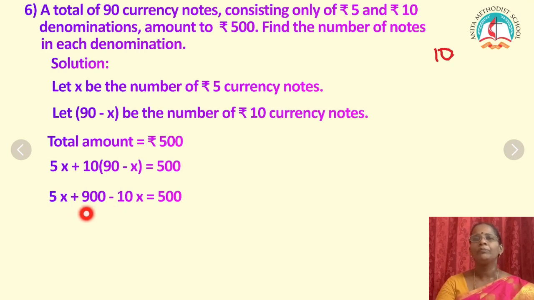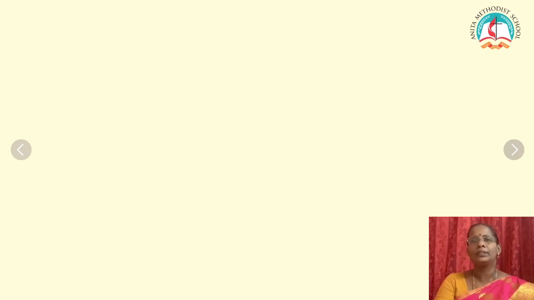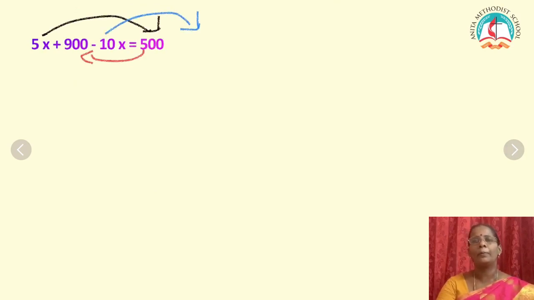When you are solving, the variable should be on one side and the number on the other side. See, 5x and minus 10x, if you want, you can keep them on the left hand side, children. To avoid the negative sign, I am going to change the sign of the x variable. Minus 10x, I want to take it to the other side. So minus 10x goes that side, what will happen? 10x. 5x goes that side, what will happen? Minus 5x. At the same time, the 500 you bring to this side. So it becomes 900 minus 500.